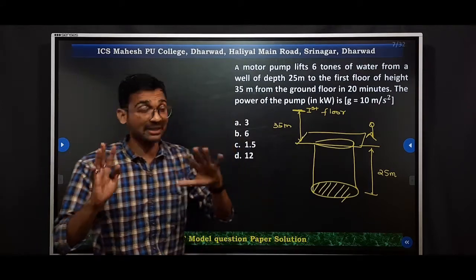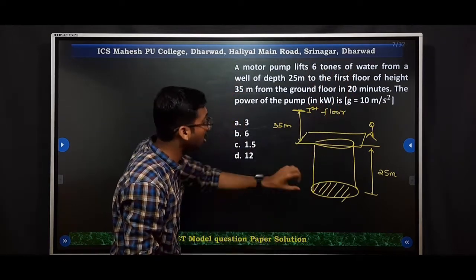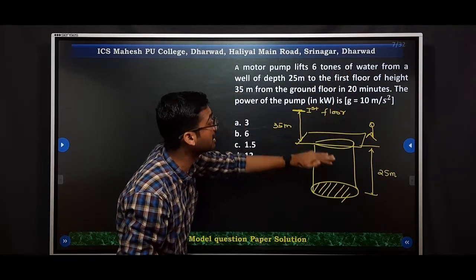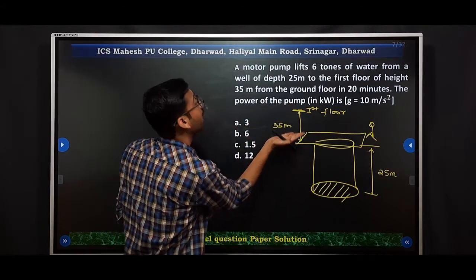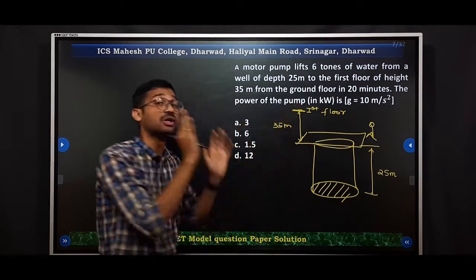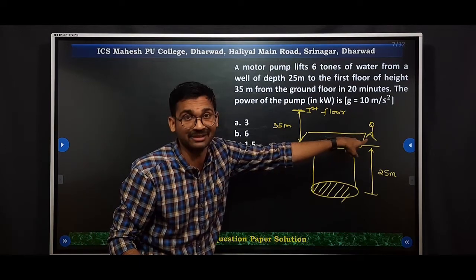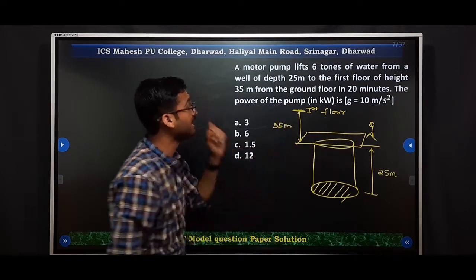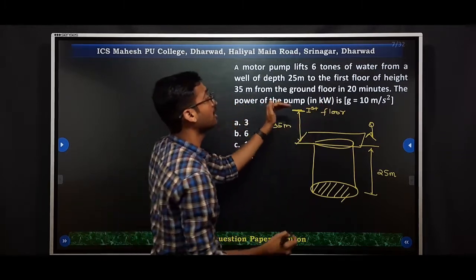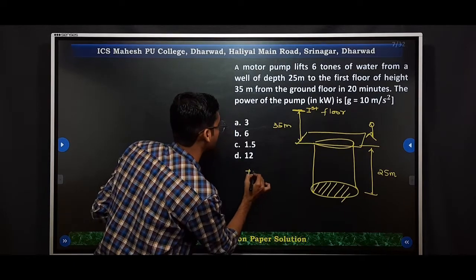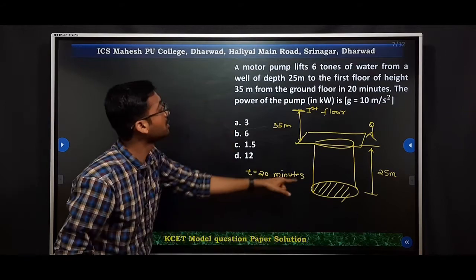Therefore, I'll repeat the question. A motor pump lifts 6 tons of water from a well of depth of how much meter? 25 meter, to the first floor of height 35 meter from the ground floor. Don't think that ground floor is from the bottom of the well. Therefore, I have written the diagram here. That person is standing here, it is 25 meter to the first floor, at a height of 35 meter from the ground floor, in how much time? Time t is equal to 20 minutes.